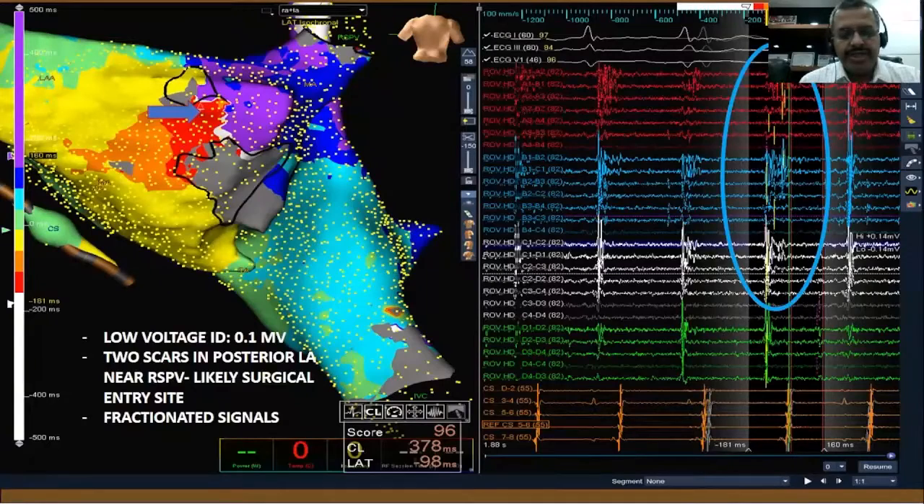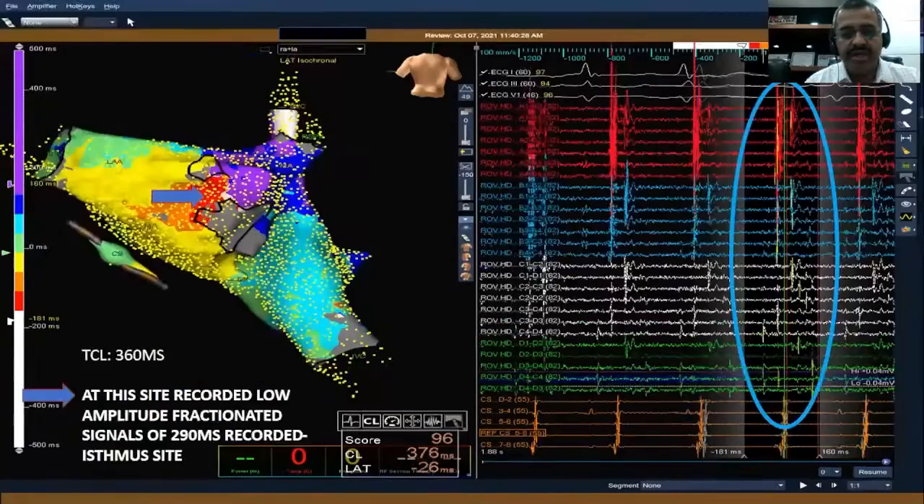For voltage definition, the low voltage cutoff was 0.1 millivolt, and we found two areas of scar at the posterior left atrium, one near the right superior pulmonary vein and another near the mitral annulus. These were probably the surgical entry scars, and in between these two scars, we really found excellent fractionated signals that were shown by the HD grid.